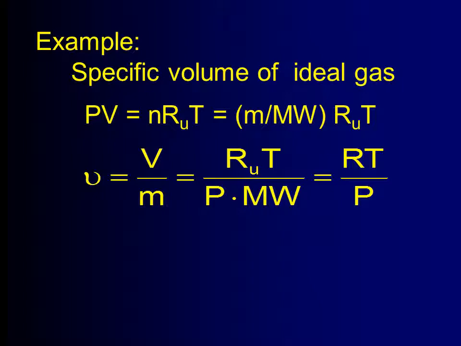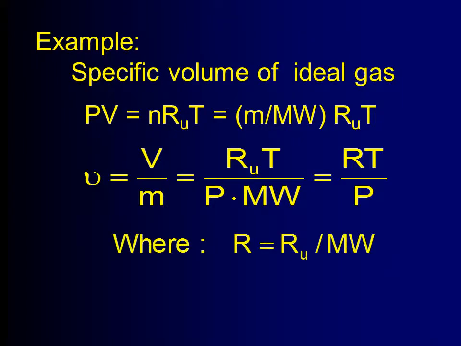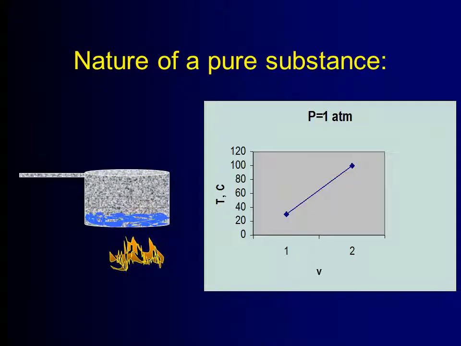So v is equal to RT over P, where the R without the U has already been divided by the molecular weight. The important thing to recognize here is that once you've determined what gas it is, say water or oxygen, you only need two properties to define the volume. Notice v equals RT over P, so R, T and P will give you v, or inversely you could say if I knew P and v, I could find T.